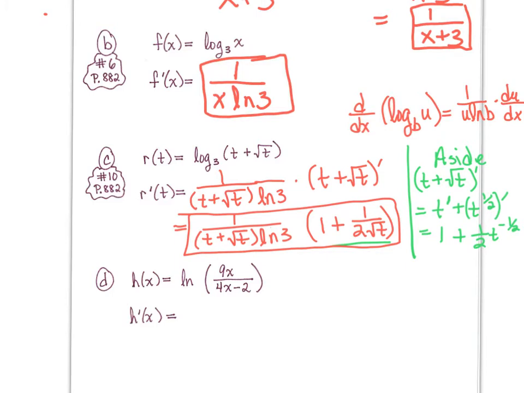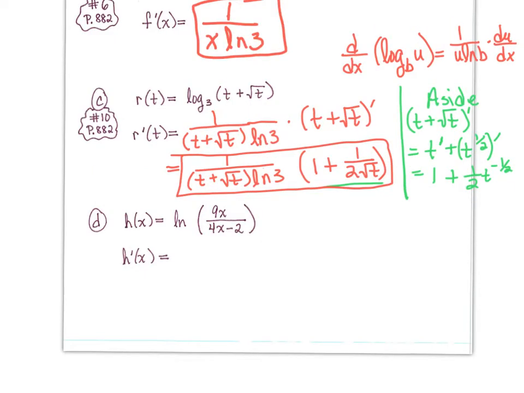Okay, now let's find the derivative of this function here. So you have the natural log of 9x over 4x minus 2, and we want to find the derivative of that. To differentiate this function, you can do it a couple of ways. You can either use part 1 on page 1, coupled with the quotient rule, or you can rewrite it using the laws of logarithms, which would be easier in this case.